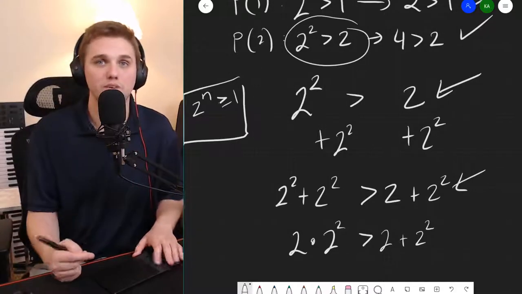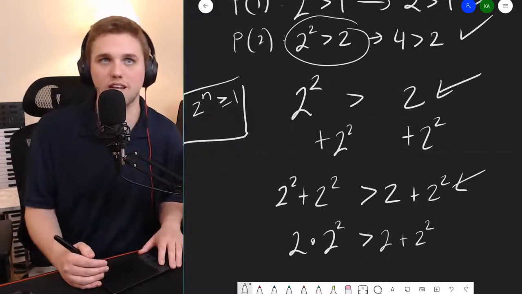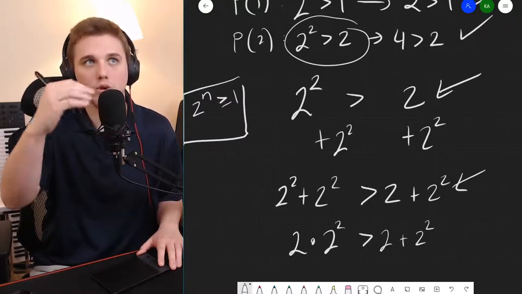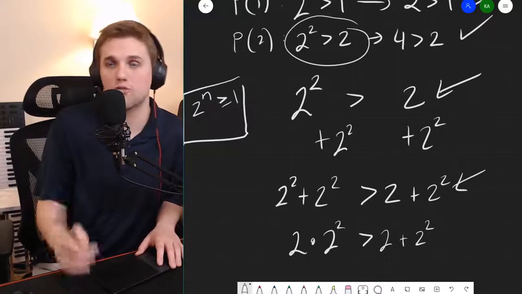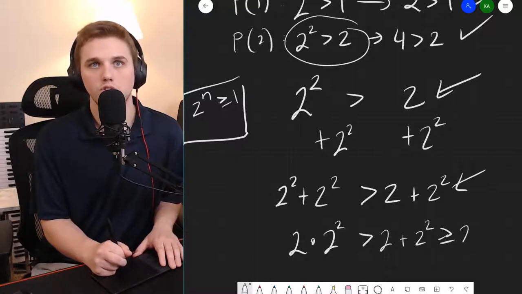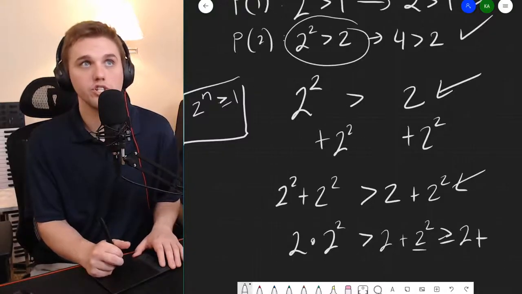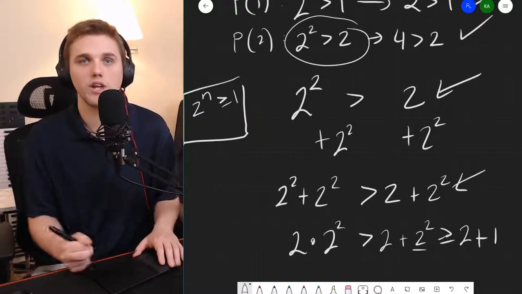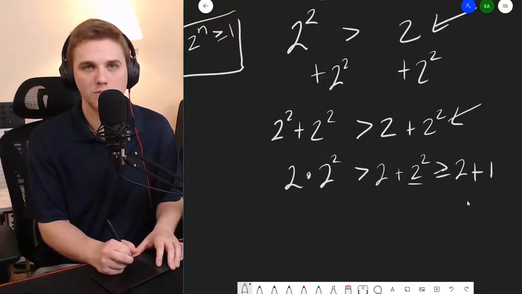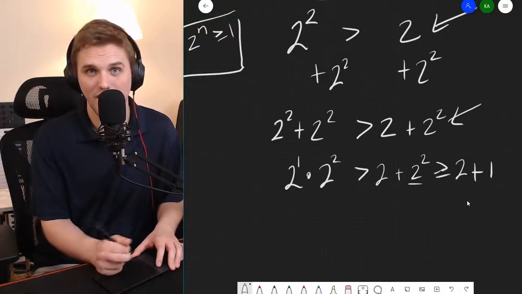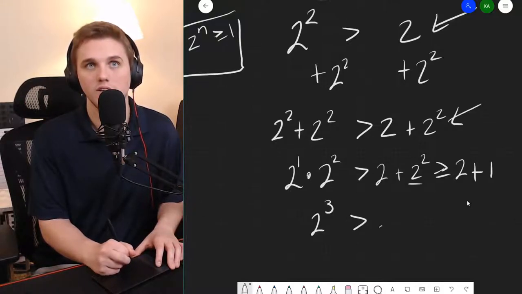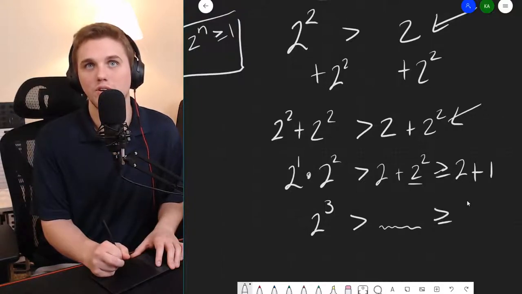Now, you can prove that with mathematical induction. We won't do that in this lecture. But let's just assume that you get that tool. You get to assume that 2 to the n is greater than or equal to 1 for all n greater than or equal to 0. This right here is greater than or equal to 2 plus 2 squared, which is greater than or equal to 1, so I can just replace a 1 here. And this is true. Notice here, 2 times 2 squared, we just increment the exponent by 1, because that's the law of exponents. So this is 2 cubed is greater than something, which is greater than or equal to 3.